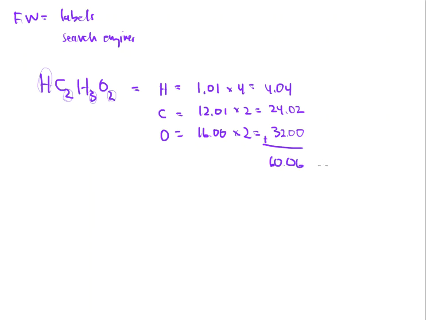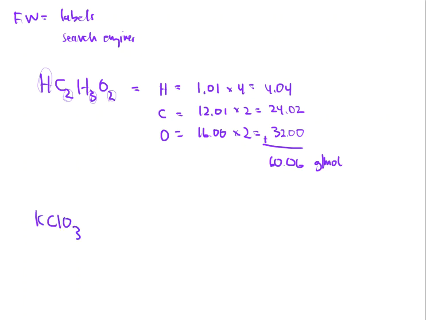So 60.06, what's the unit? That's right, gram per mole. So there's 60.06 grams of this stuff in every 1 mole of this stuff. And that's what that unit means. So again, formula mass, molecular weight, molecular mass, doesn't really matter. Okay, so let's do another one.